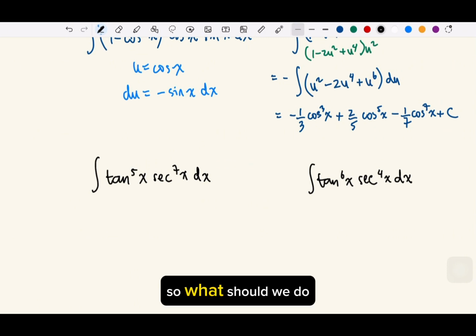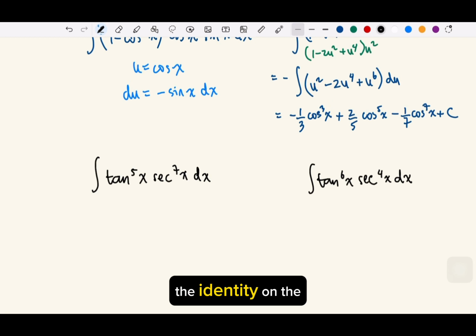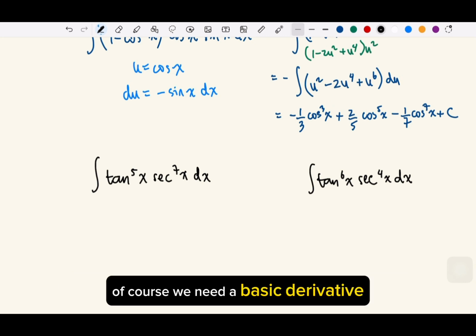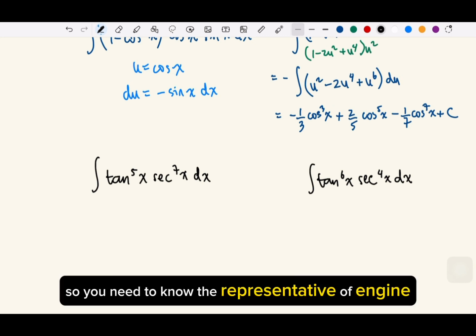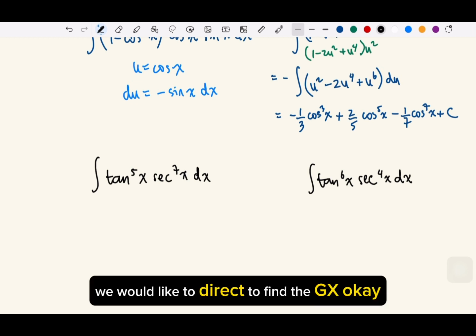So what should we do? We expect this to be solved by taking substitutions and also using the identity on the trigonometric, right? But how do we make sure that we are doing it right? Of course, we need a basic derivative. So you need to know the derivative of tangent and the derivative of secant. Because if we want to substitute, we would like to derive to find the dx.